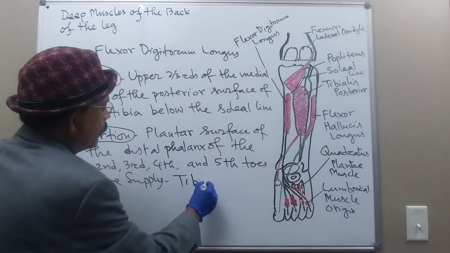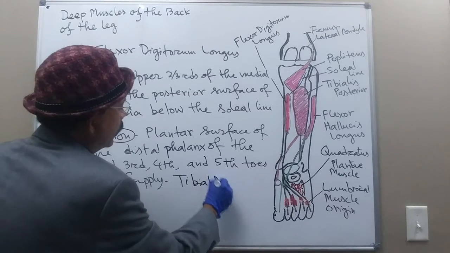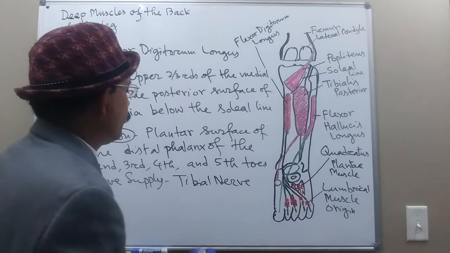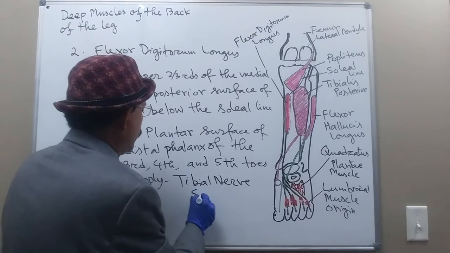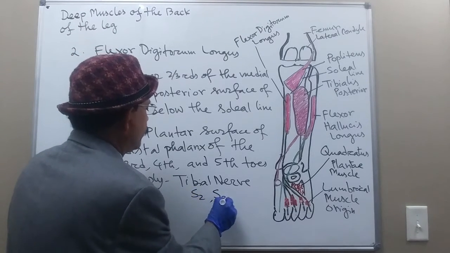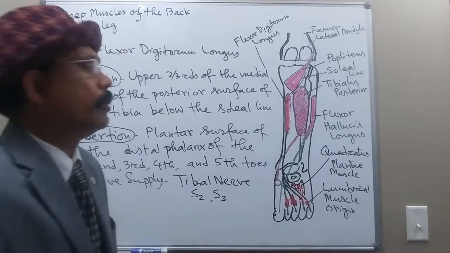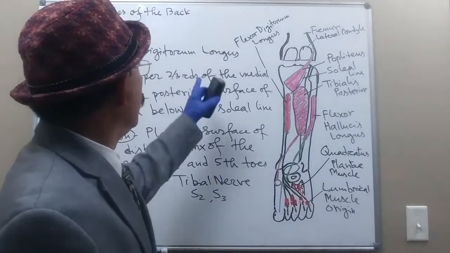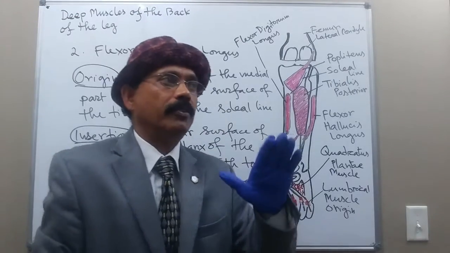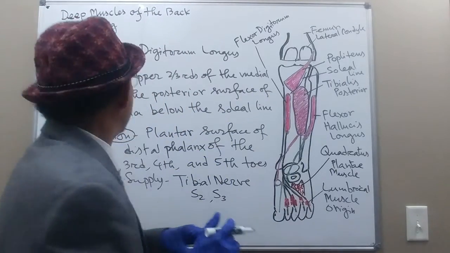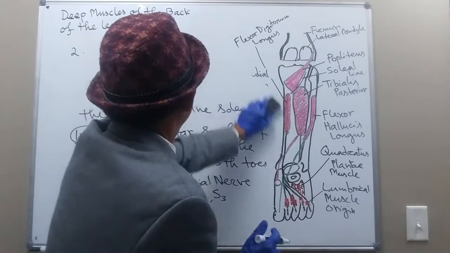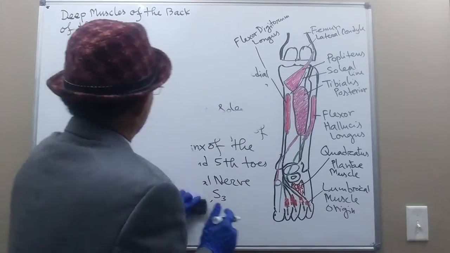Nerve supply is very easy. Tibial nerve. What is the root value? Root value is S2, S3. We got that. So what is the action of Flexor Digitorum longus? It flexes the lateral 4 toes.